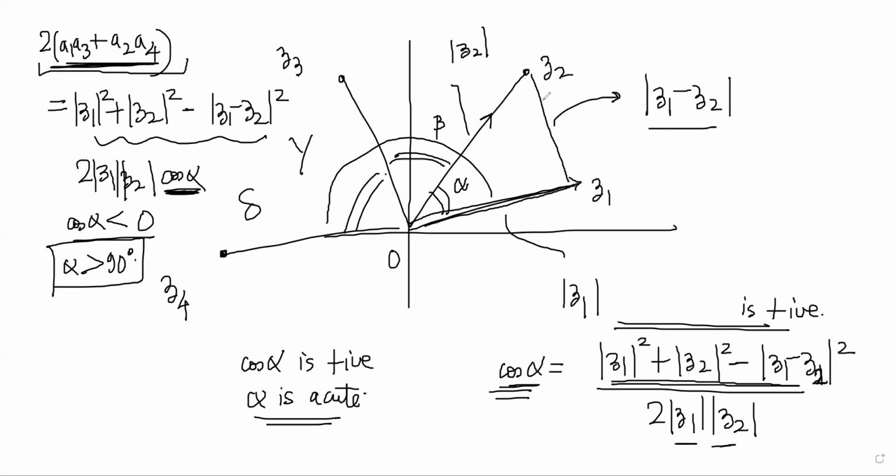And we have basically six angles here. We can definitely say, or even if you just consider the four angles here, right? OZ1, OZ2, OZ3, OZ4, right?